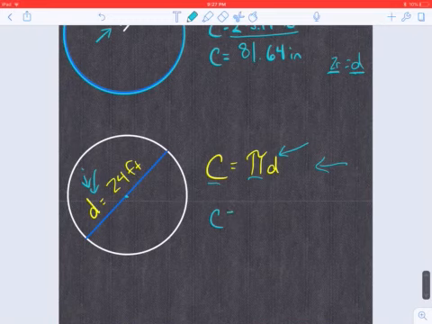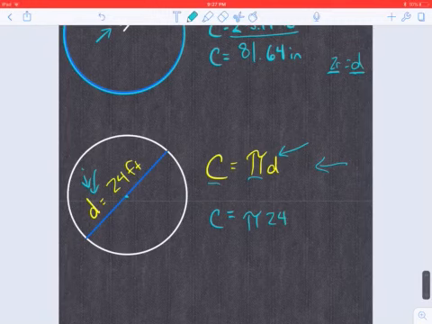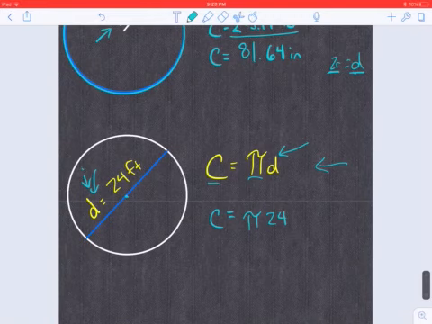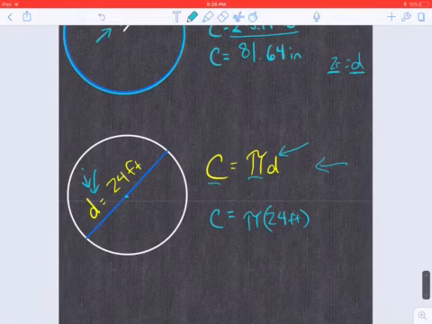We have circumference equals pi times 24. And I'm really okay if you leave the units out until you get to the final answer. I'm not going to be real picky about that. If you want to get crazy and write feet here, that's fine, but some people get thrown off by that. Okay, so I really am okay if you leave it out.